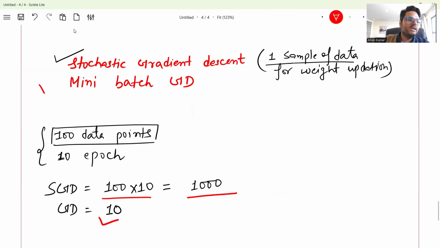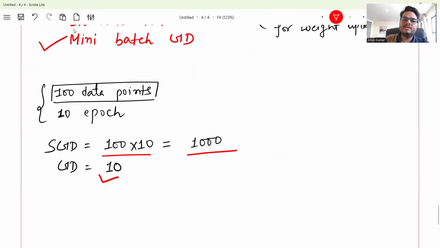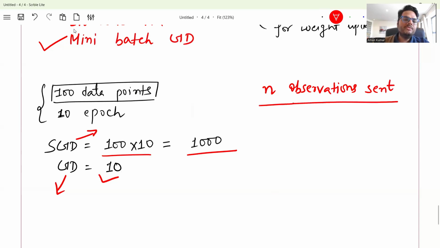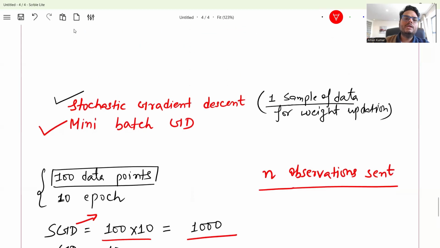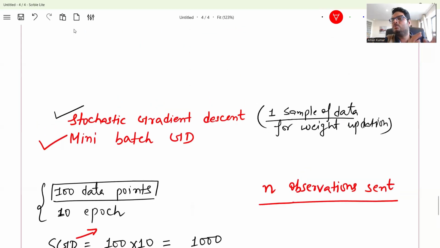And then mini batch gradient descent is something in between stochastic gradient descent and gradient descent. So gradient descent is full batch, stochastic is one observation, mini batch is basically n observations sent. Okay, so these are basically different flavors of gradient descent itself, so no need to worry much about it. The only difference is how much data you are sending in one shot.